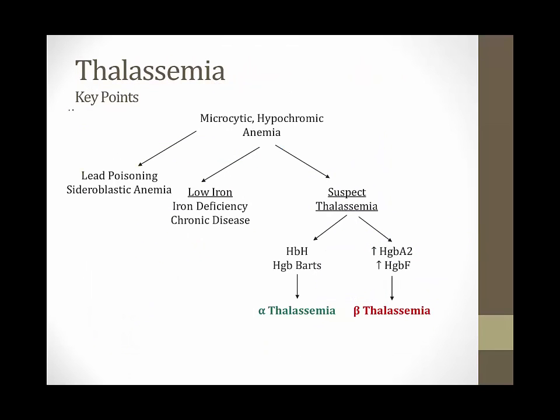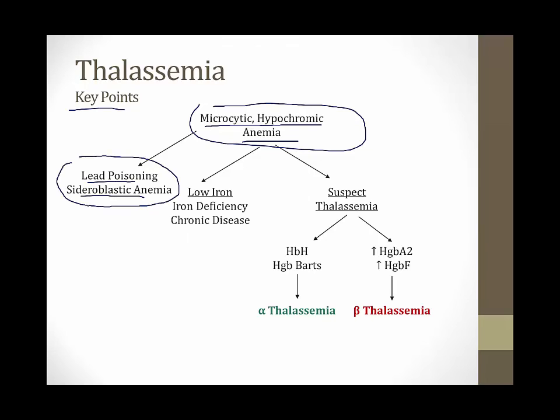Let me leave you with a couple of key points about the thalassemias. So remember that thalassemias are microcytic hypochromic anemias, and anytime you're evaluating this type of anemia, you want to look for clues that there might be lead poisoning or sideroblastic anemia. These things are rare, and especially in a board question, there will usually be specific clues that these may be going on. Next, you want to think about problems with iron.